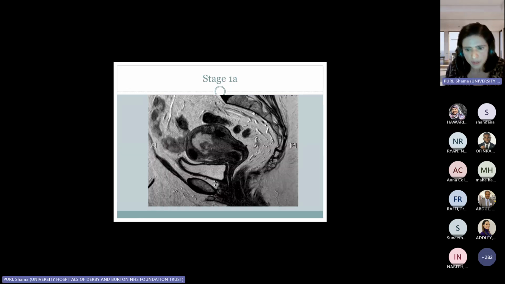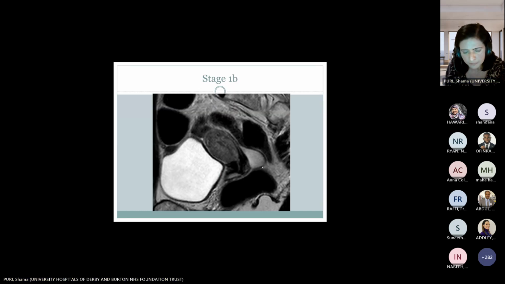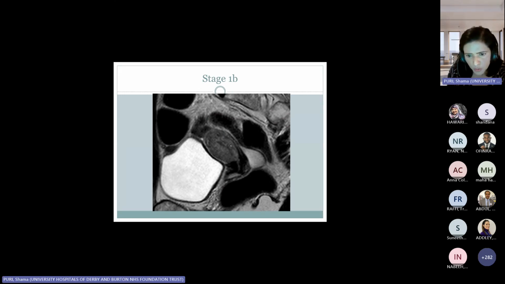I've already shown you an example of 1A. This is another one. So that's a little bit of normal endometrium, and then we have the tumor. This is a fibroid. This is the tumor again, and you can see the junctional zone looks all right, and the myometrium is quite uniform all the way through. This is contrast enhanced, and it doesn't look like it's gone any deeper than 50%. In fact, it's pretty much less than that. So that's stage 1A.